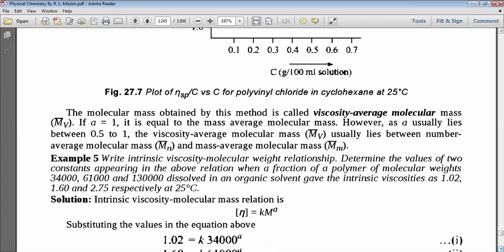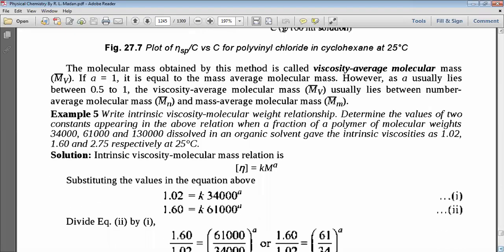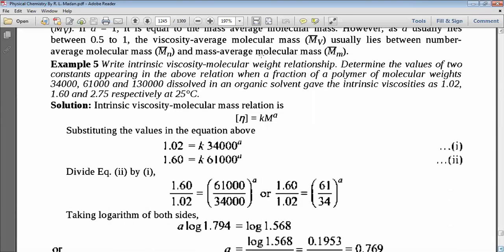Here is one mathematical problem. Write the intrinsic viscosity molecular mass relationship, and determine the values of the two constants appearing in the relation when fractions of a polymer of molecular weight 34,000, 61,000 and 130,000 dissolved in an organic solvent give the intrinsic viscosities as 1.02, 1.60 and 2.75 respectively at 25 degrees centigrade.